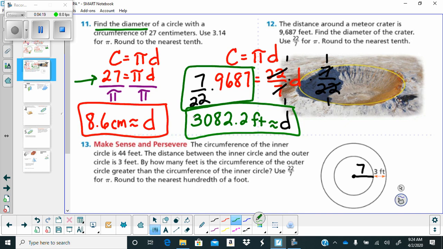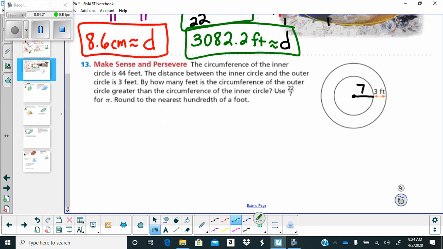Number 13. Oh, this is the best problem ever. This is a hard problem. So let's see who got it. It says the circumference of the inner circle is 44 feet. So that means the distance around this circle is 44 feet, all the way around. The distance between the inner circle and the outer circle is 3 feet, which they have in the picture right there. By how many feet is the circumference of the outer circle greater than the circumference of the inner circle?